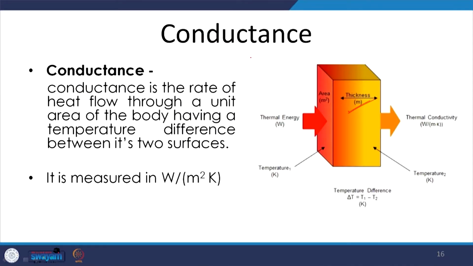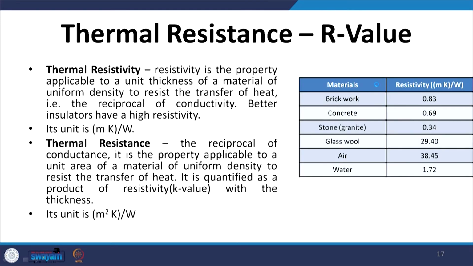When we talk about conductivity for a unit area of a material irrespective of its thickness, then it becomes conductance. If we look at its unit, it is watt per meter square per degree Kelvin. So, the amount of heat which is transferred from one unit area of a material of a given thickness to the other side for 1 degree temperature change is what conductance is. Conductance is directly dependent upon the thermal conductivity and the thickness of the material.